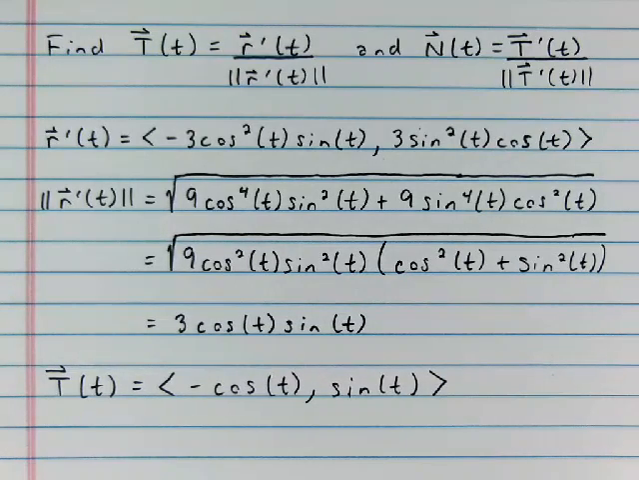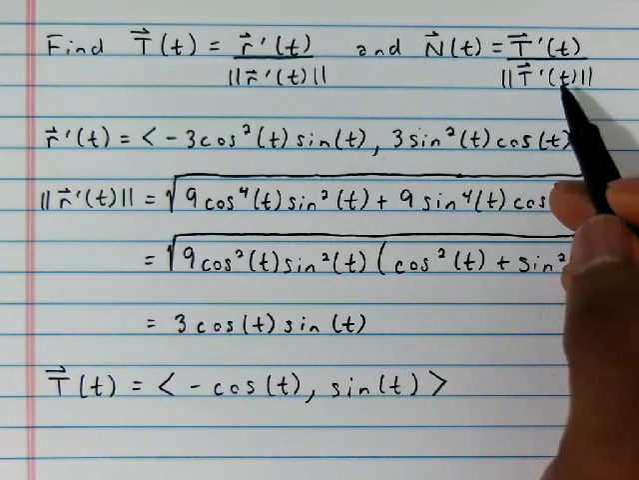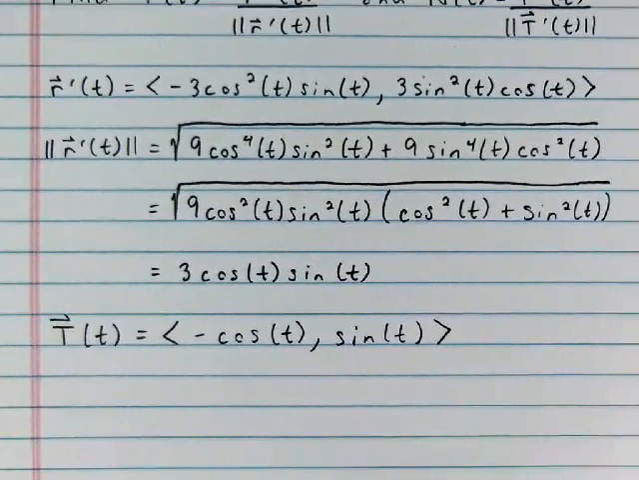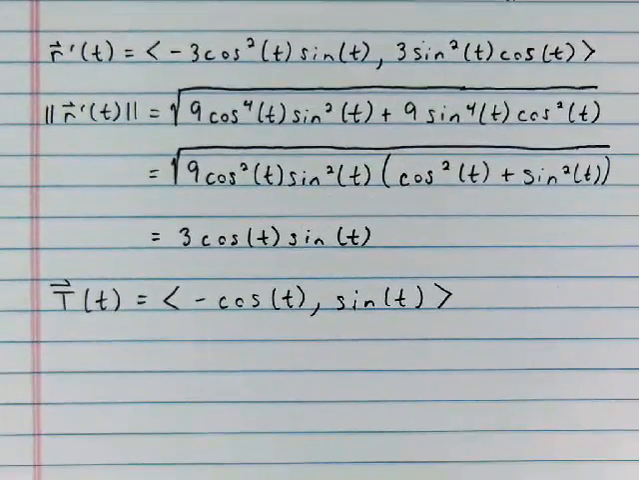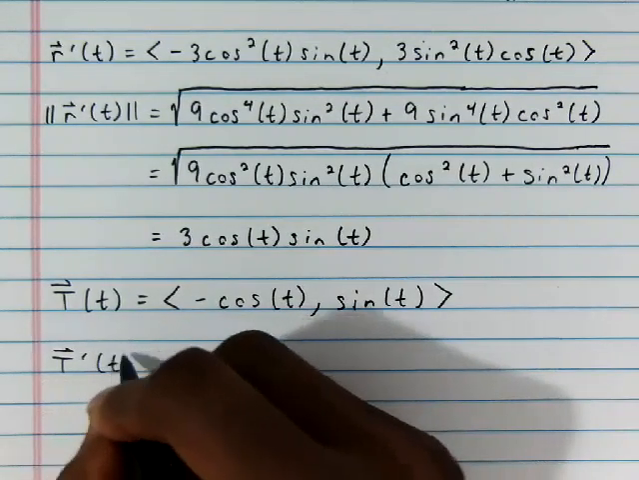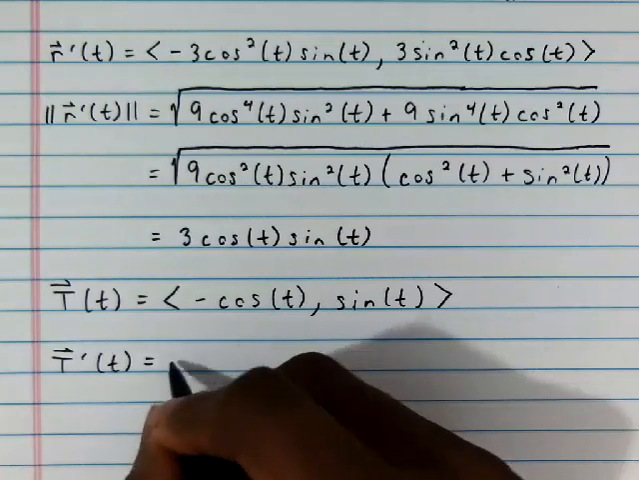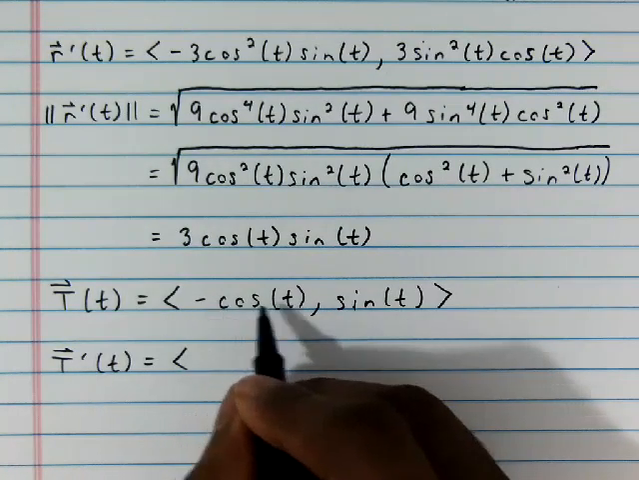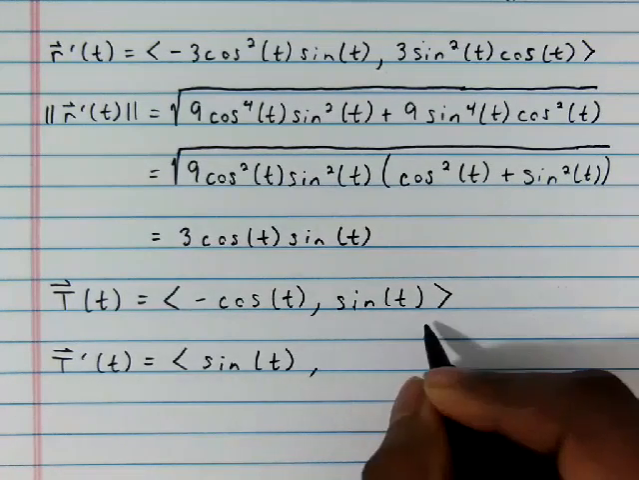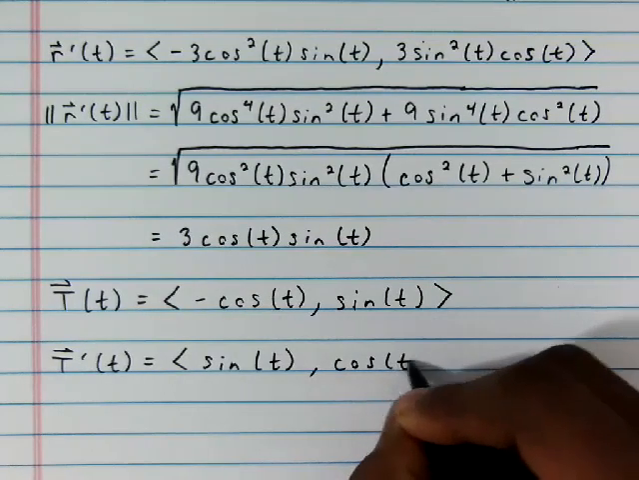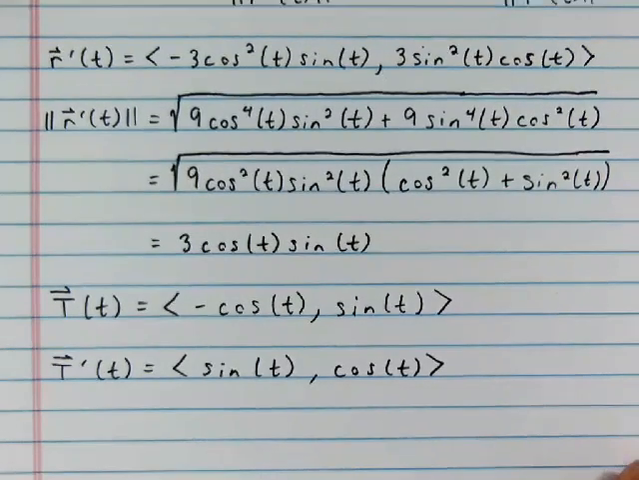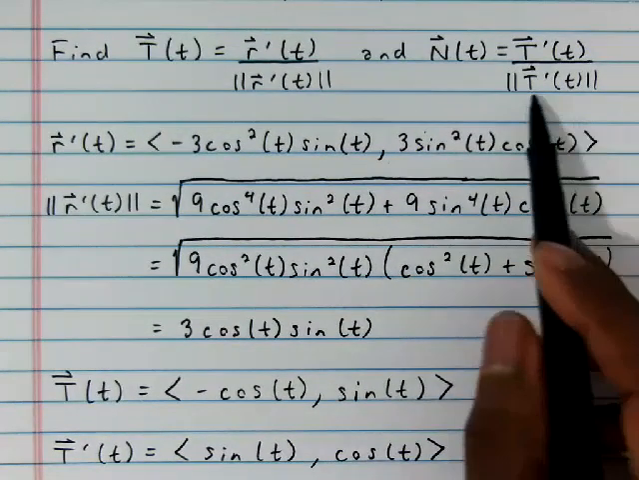All right, next we need to find n of t, which means we're going to have to find T prime of t first. So T prime of t equals the derivative of negative cosine of t, which is just sine of t. And the derivative of sine of t is cosine of t. And then we have to take the magnitude, oops, can't see it anymore, but our formula says we need to take the magnitude of T prime of t.